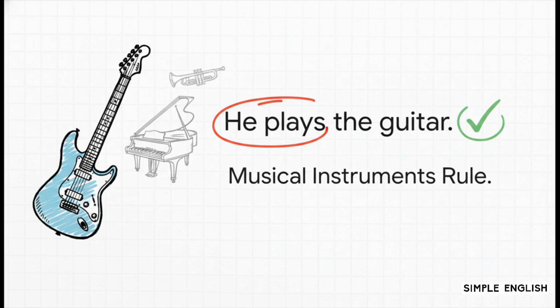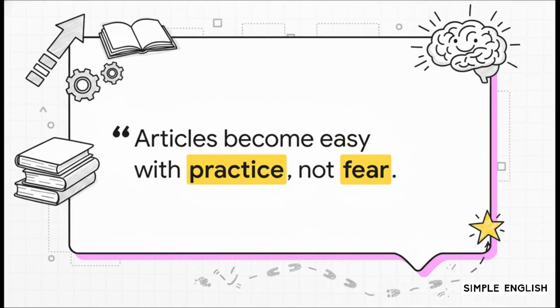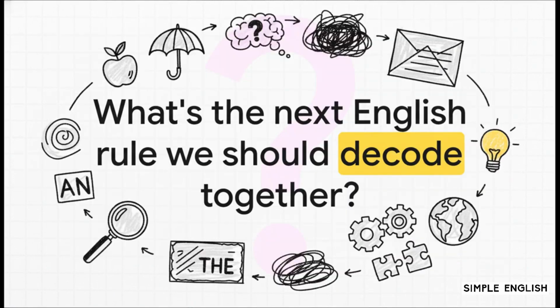You've totally got this. So really, the most important thing to take away from all this is simple. Using articles gets easier with practice, not by being afraid to make a mistake. Seriously, everyone messes them up sometimes. But over time, with practice, it just becomes second nature. And that's our complete guide to English articles. I really hope this made things a lot clearer for you.